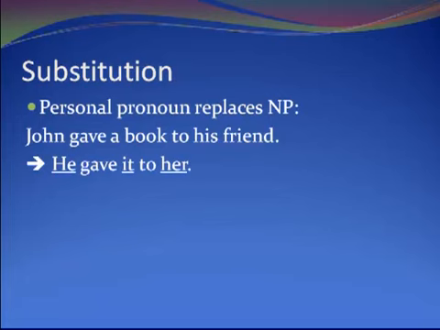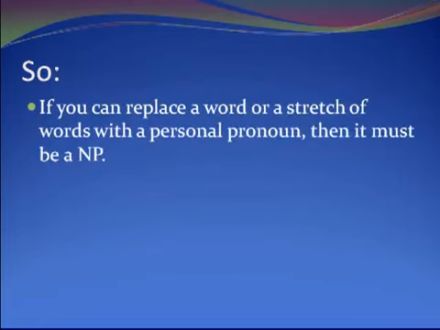A book you can replace with it. John gave it to his friend. So that's another noun phrase. And then his friend you can replace with her or him. So that's another noun phrase. So you can use a personal pronoun like he or it or her to find noun phrases in a sentence. So if you can replace a word or a stretch of words with a personal pronoun, then it must be a noun phrase.